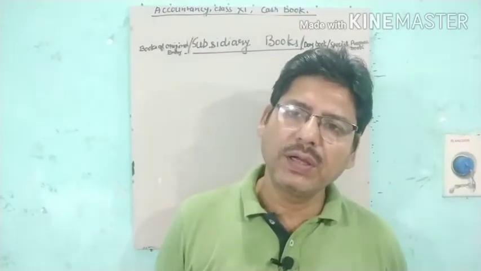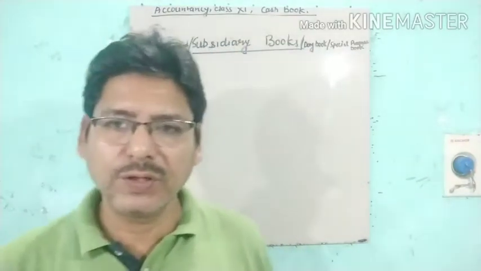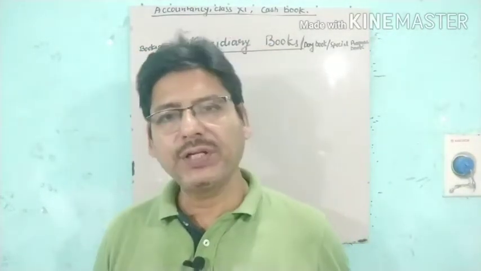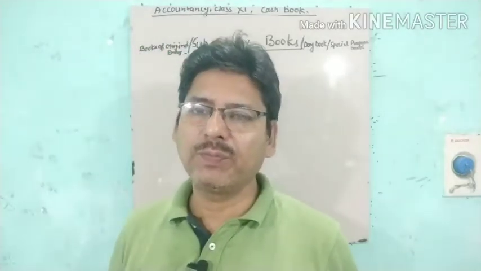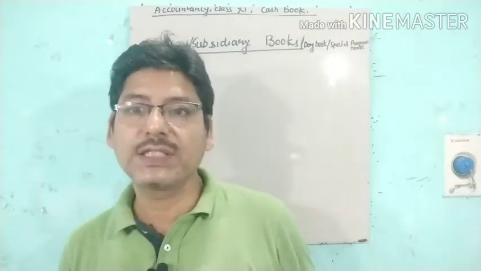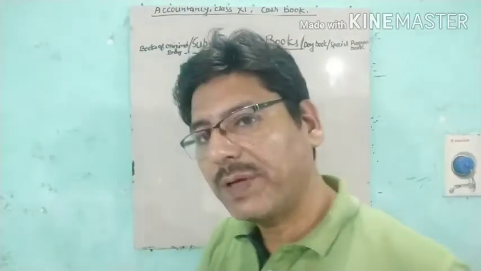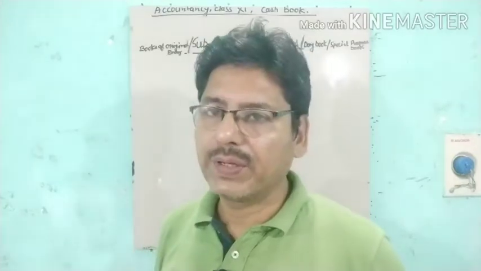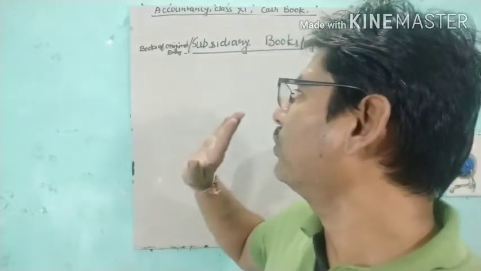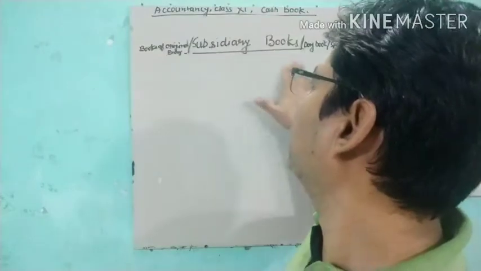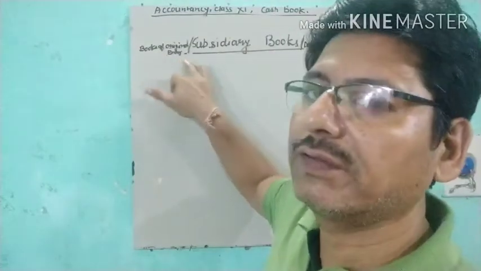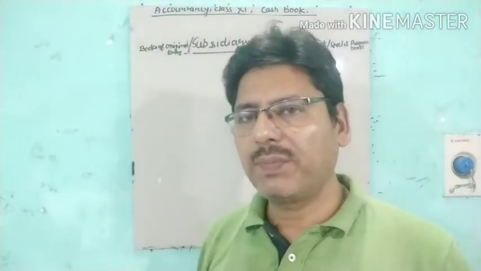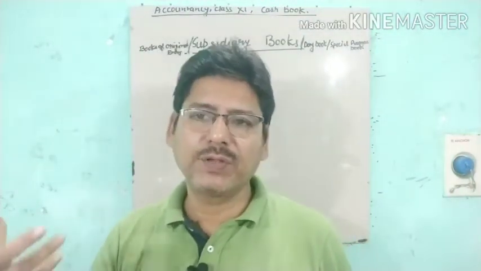So, to make it convenient to record the transactions and to get more benefit from recording them, some other books are also maintained in which we record the transactions for the first time. Those books are called subsidiary books, or books of original entry, we say. Books of original entry means, like the journal, transactions are recorded for the first time from the source document.